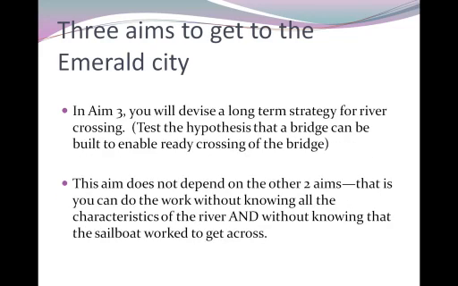Okay? So then in aim 3, you will devise a long-term strategy for the river crossing. Test the hypothesis that a bridge can be built to enable ready crossing of the river, it should say. This aim does not depend on the other 2 aims. That is, you could do the work without knowing all the characteristics of the river and without knowing that the sailboat actually worked to get across. You see what I'm driving at?